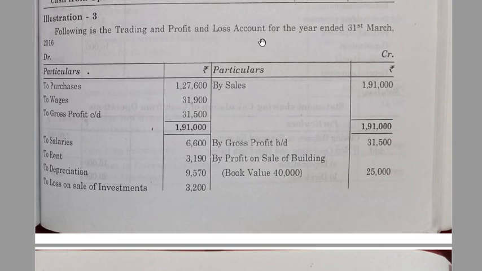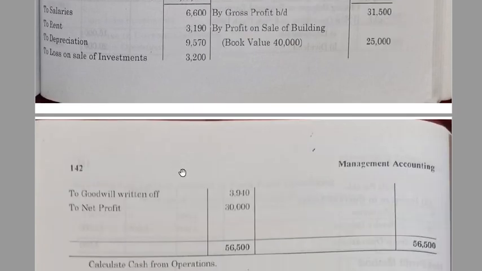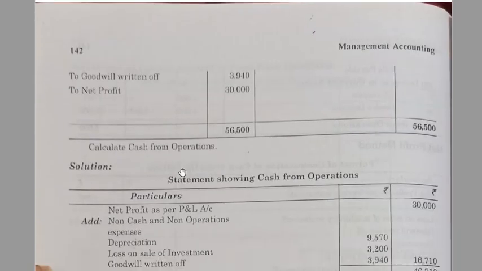Following is the trading and profit and loss account for the year ended 31st March 2016. So they have given the trading profit and loss account and they have told us to calculate cash from operation. So the statement showing cash from operation, you will always start with net profit. So your net profit is 30,000.